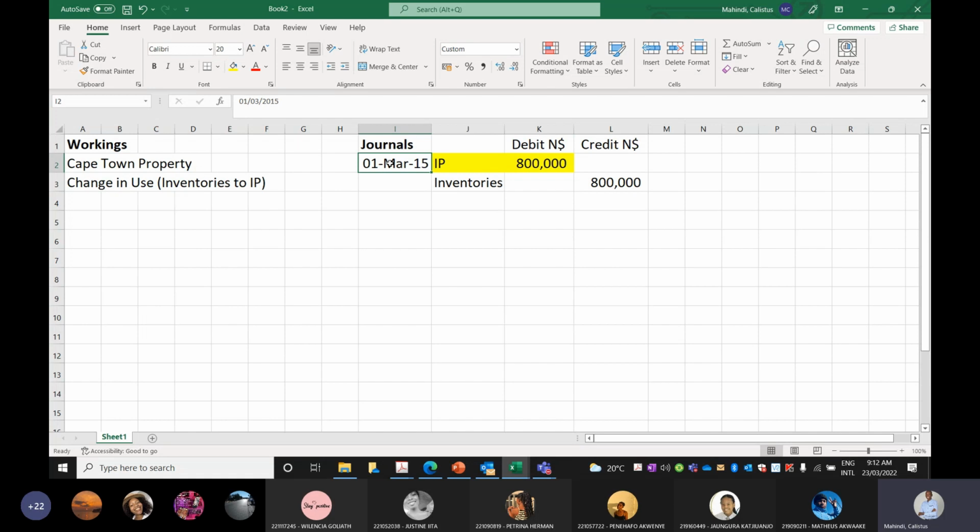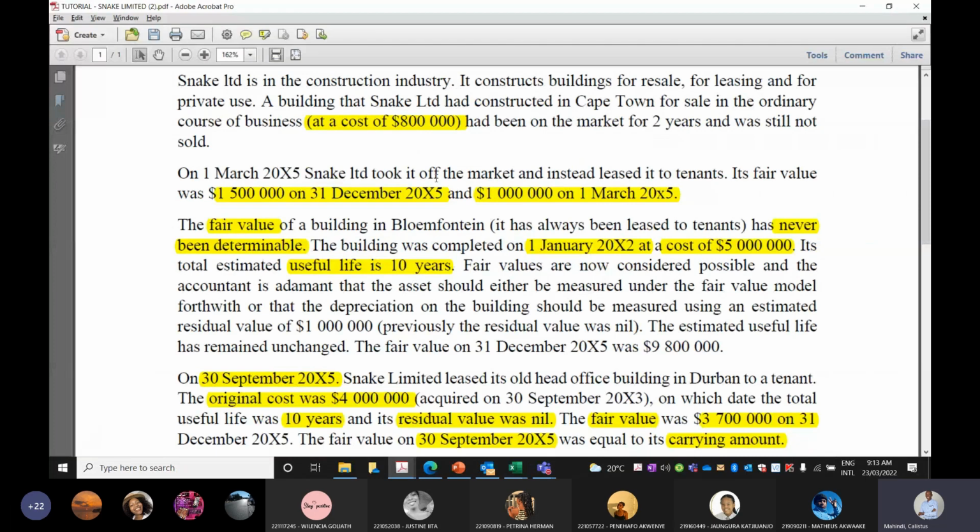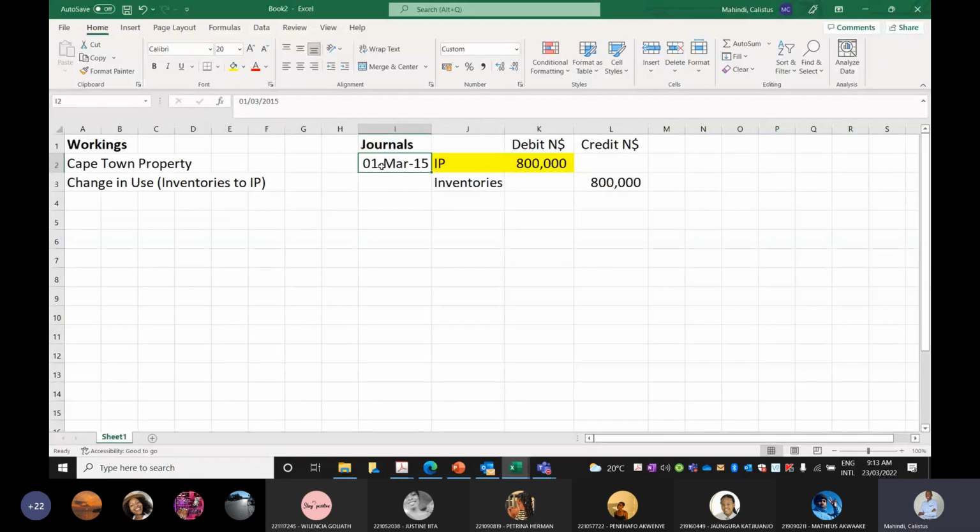So that's actually an addition for the year. But then let us go back and see. We are told that its fair value on 31 December was 1.5 million and it was 1 million on 1st of March. So there are fair value adjustments that we have to make. We transfer it first to investment properties, but on the same date, once it's transferred, we have to now carry the investment property at its fair value.